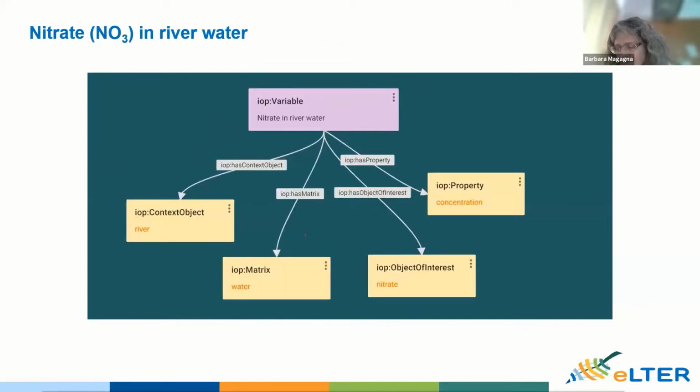Next slide, please. So here an example to illustrate how to apply the framework. For the variable nitrate in river water, it will be essential to also include a good textual definition, adding the information of the specific, is this a content or concentration variable? So the property is, in the latter case, the concentration. The object of interest is nitrate, and the matrix is water, and the context object in this case is river, representing the ecosystem in which the variable has been observed.